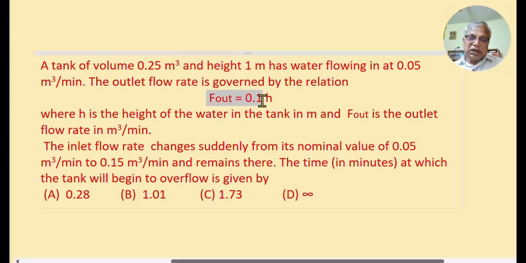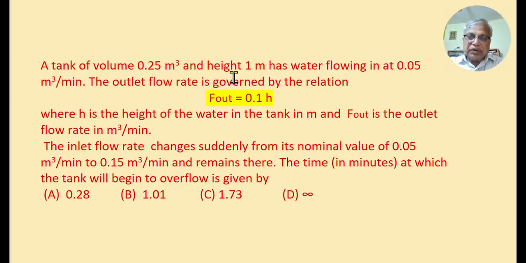So here the flow head relationship is given as this: F out equal to 0.1 H. You find that this is linear, right? This is a linear relationship, and the transfer function of such a tank with a linear relationship has been discussed and derived in my earlier lecture titled PC48.